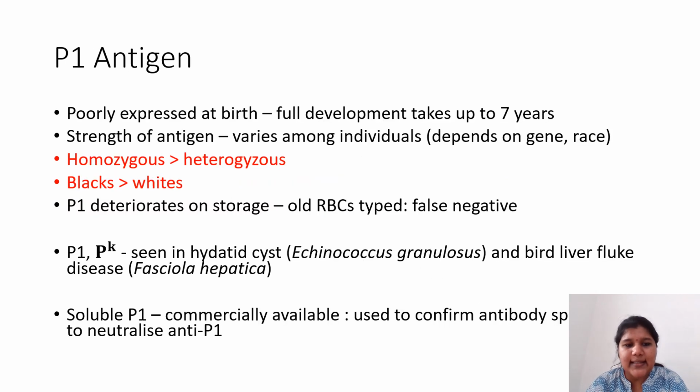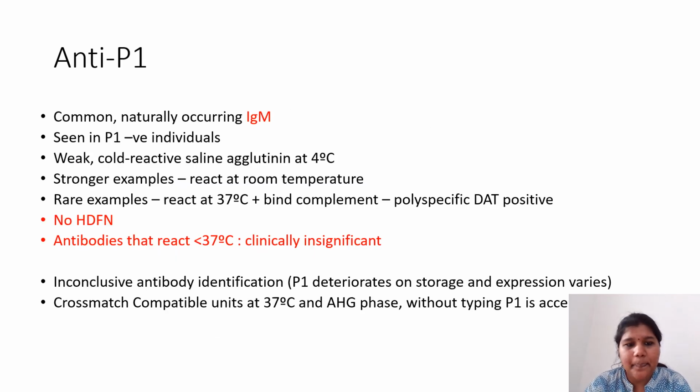They are enzyme resistant. The P1 antigen is poorly expressed at birth. The strength varies among individuals. In homozygotes the strength of the antigen is stronger, and in blacks also the strength of the antigen is stronger. P1 deteriorates on storage. Therefore, if we type an old RBC, it will give us a false negative. P1 and PK are also seen in hydatid cyst, which is an interesting point, and it is also seen in bird liver fluke disease. Soluble P1 is commercially available to neutralize anti-P1.